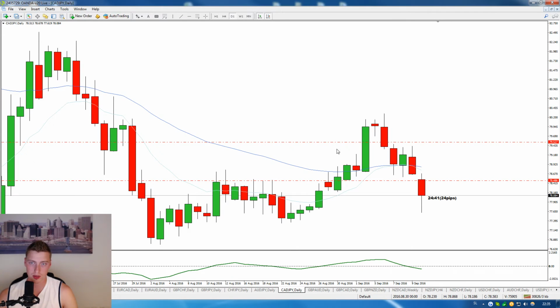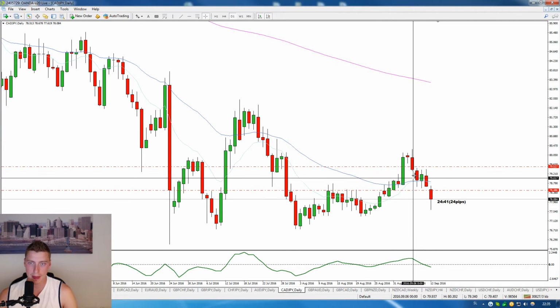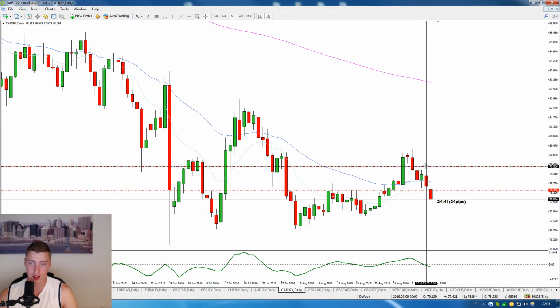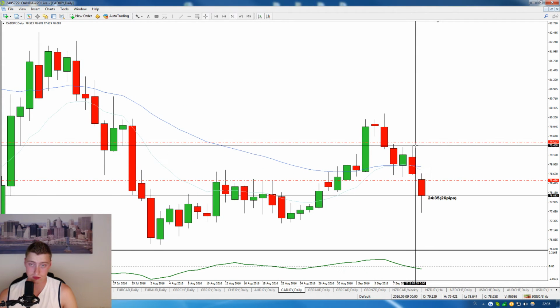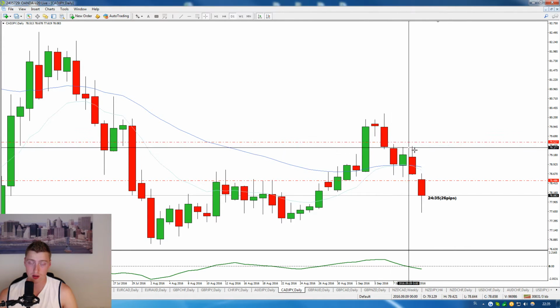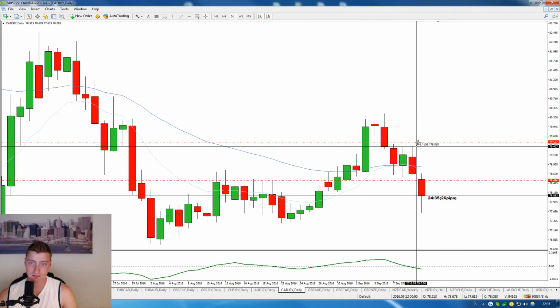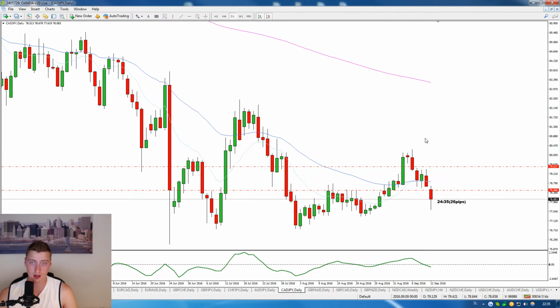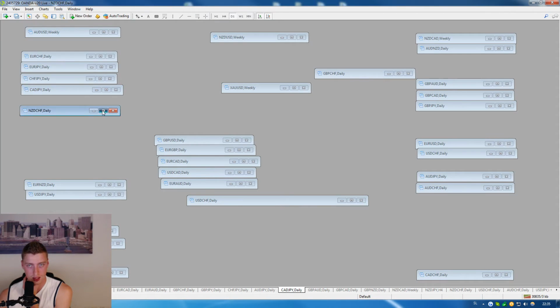I was stopped out from CAD yen. Entry was up here. Unluckily my order got triggered, it was CAD news, I believe. So I was stopped out from right here.